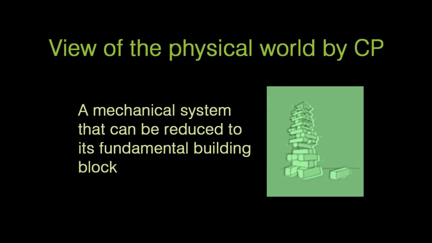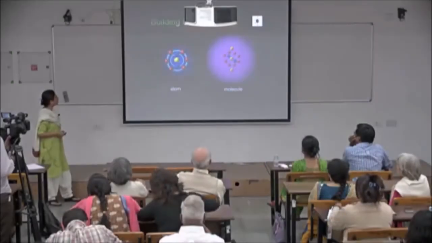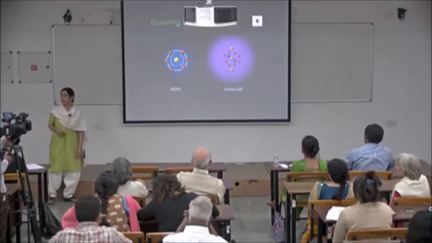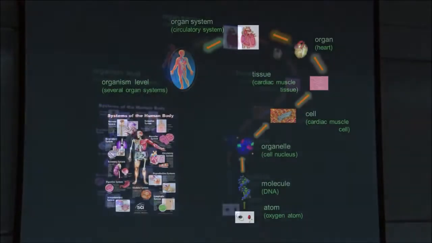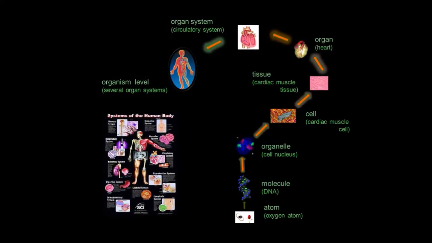So what is this worldview of classical physics? It looks at the entire physical world as a mechanical system that can be reduced to its fundamental building block. And what is the fundamental building block? It is the atom. So anything physical in the universe is made up of atoms and molecules and so on. So you see how modern biology has come up with this model for the human system. At the fundamental level, the basic entity is the atom, and atoms make molecules, molecules make organelles, organelles make cells, cells make tissues, then you have organ systems, and then the entire organism.